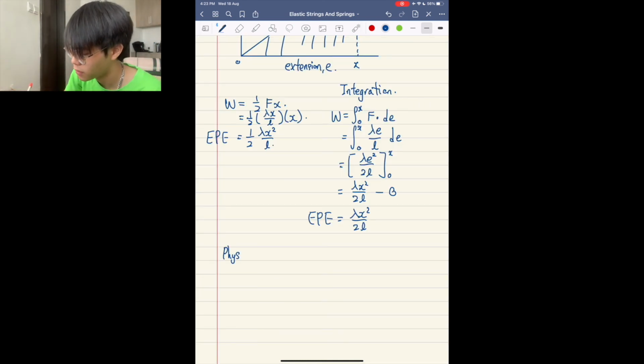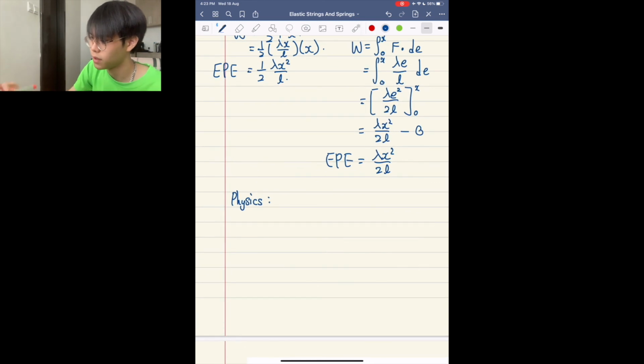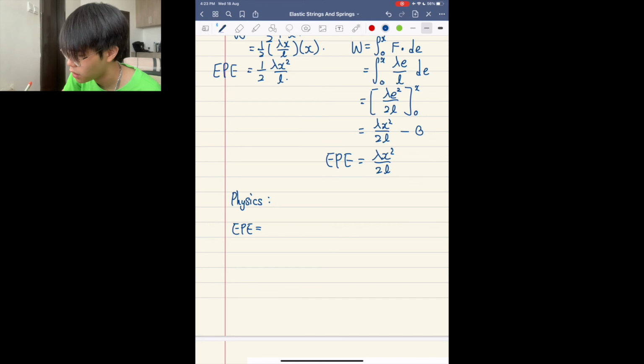So in physics, the equation you use for elastic potential energy might be EPE equals half k x squared, where k is actually similar to lambda over L. So that's all for this video.